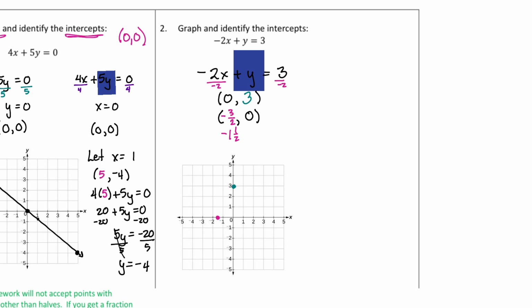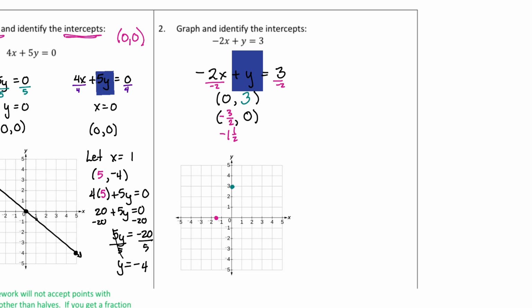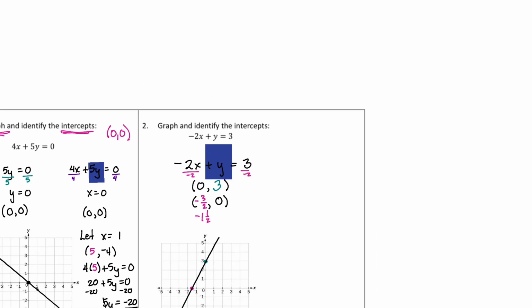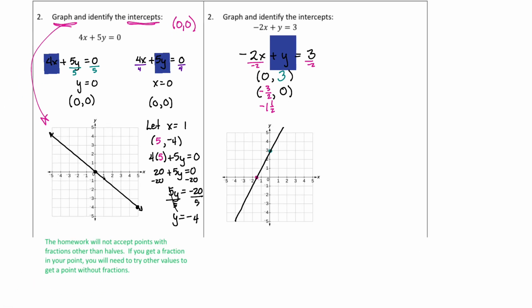And then you draw your line. Maybe. Let's see if I can do this. Yep. Ah, nope. Sorry. Right there. Okay, so there's your line. And now it says, what are the intercepts? I have them. They're right there.